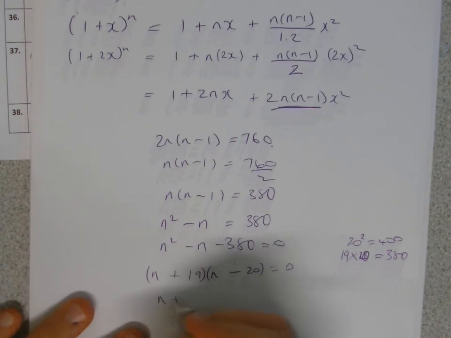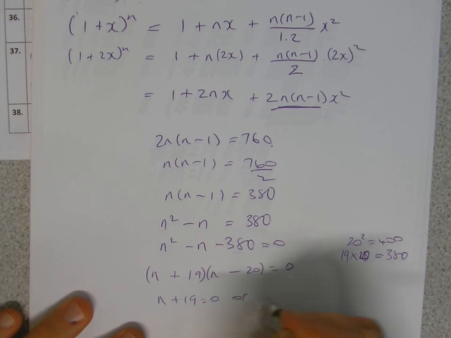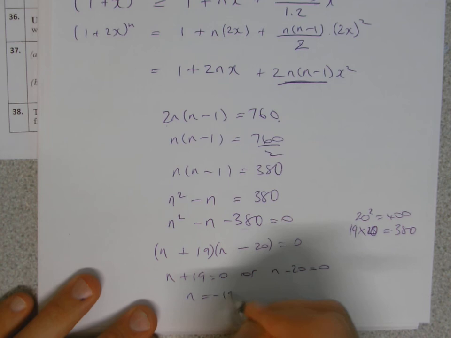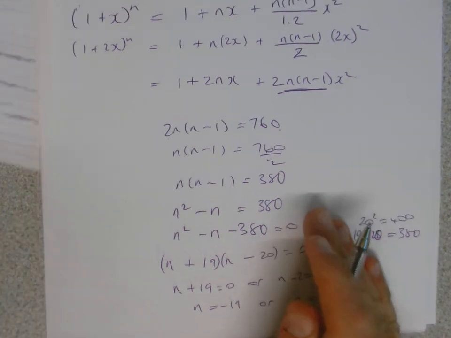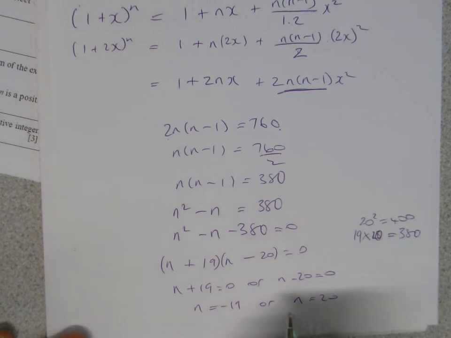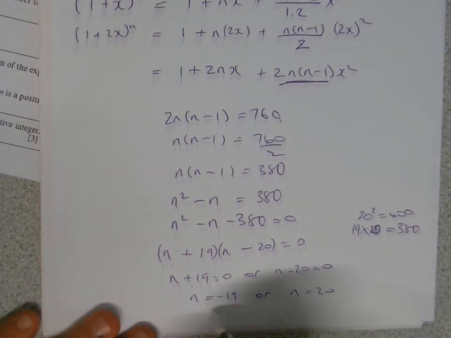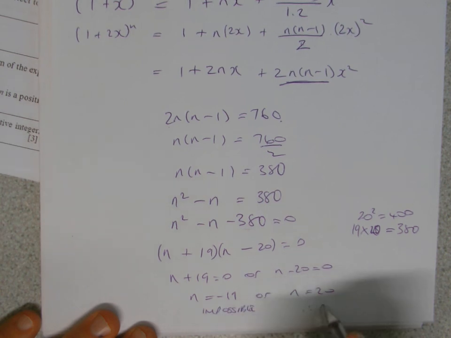So n plus 19 will equal 0, or n minus 20 equals 0. This means n equals minus 19, or n equals 20. Alright? Now n has to be positive. It says in the question, given that n is positive, so that means this is impossible. Okay? So therefore n equals 20.